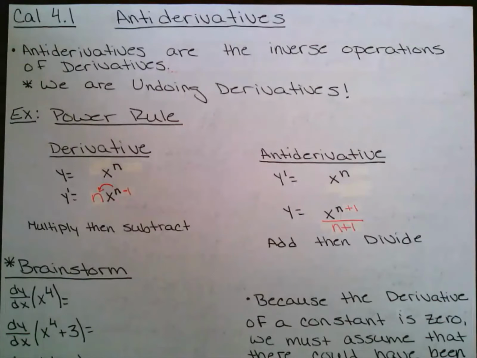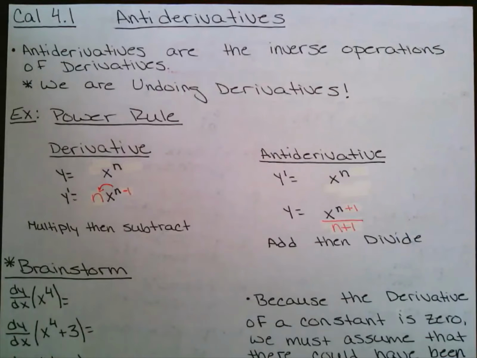We are starting antiderivatives. An antiderivative is the inverse operation of a derivative. Back when you were learning in algebra how to solve for x, if you had a plus 3, in order to undo it, you would subtract 3. Well, just like addition and subtraction are inverse operations, so are derivatives and antiderivatives. We are just undoing a derivative.